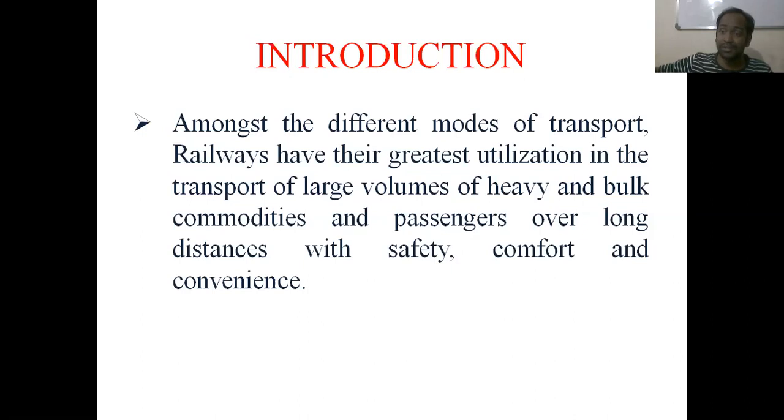And road transport can take a longer time, and compared to railway transport it is somewhat expensive. But compared to the remaining two modes, road transport or air transport, railway transport is a better one in terms of time, distance, and expense. So amongst the modes of transport, railways have their greatest utilization in the transport of large volumes of heavy and bulk commodities and passengers over long distances with safety, comfort, and convenience.